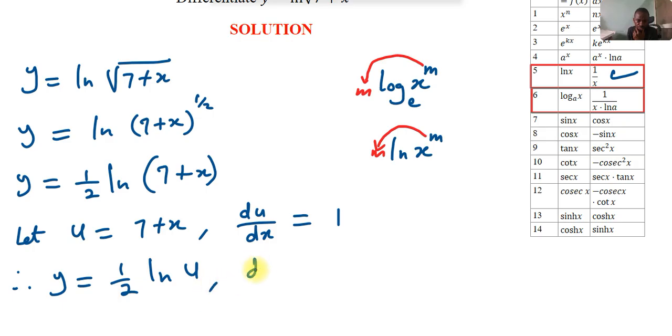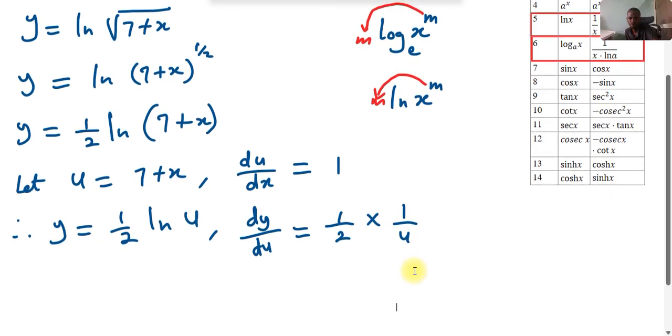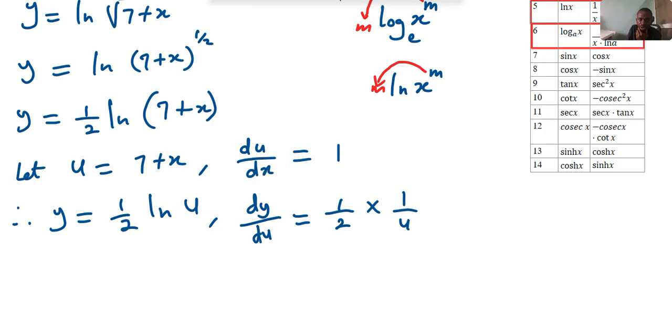If you take the derivative of y with respect to u, in this case, don't forget that you have half. Write that one down, it's a constant. And you have then ln u, which according to the table, the derivative of ln x is 1 over x. Therefore, for u it will be 1 over u. So multiply by 1 over u, and this will give us 1 over 2u.